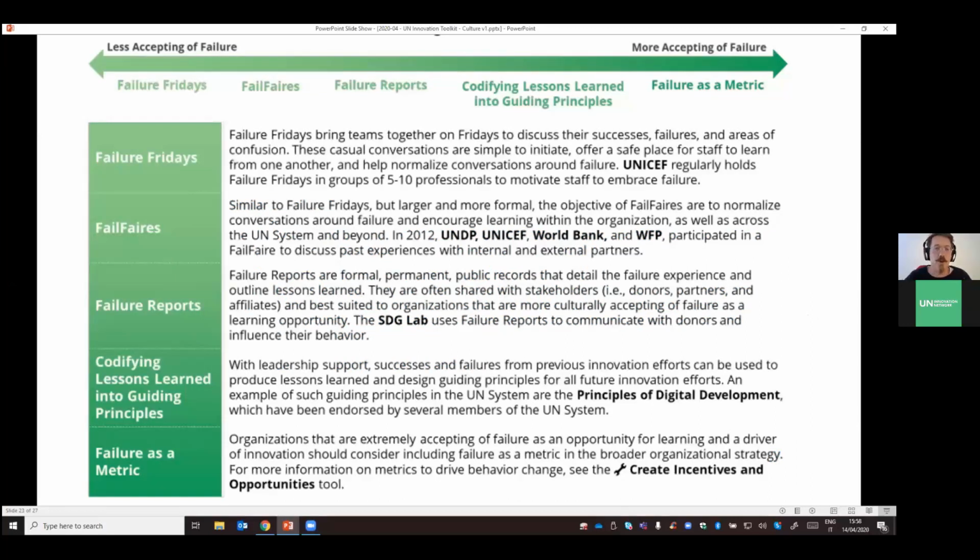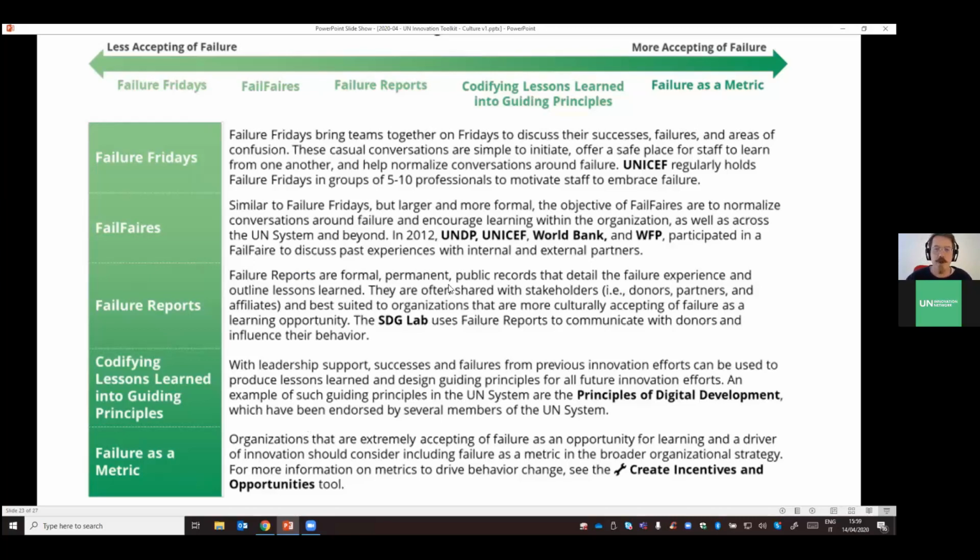Now, this is also incorporated in your toolkit. This is part of the downloadable tool. And you can see here, if we're in an organization that is less accepting of failure, then perhaps we're looking at something like this Failure Fridays, which brings people together. UNICEF holds this regularly. And then as we move further and further across to the right here, to where we're perhaps in an organization that sees failure as a metric, failure as something that really should be measured and should be incorporated in an organization-wide approach, you've got some ways in which you can start to communicate this across your agencies and across your entities.